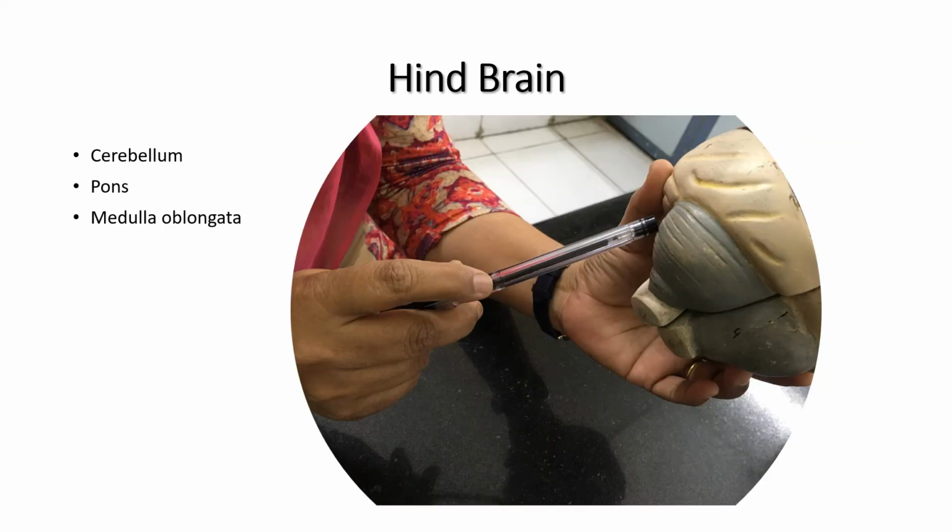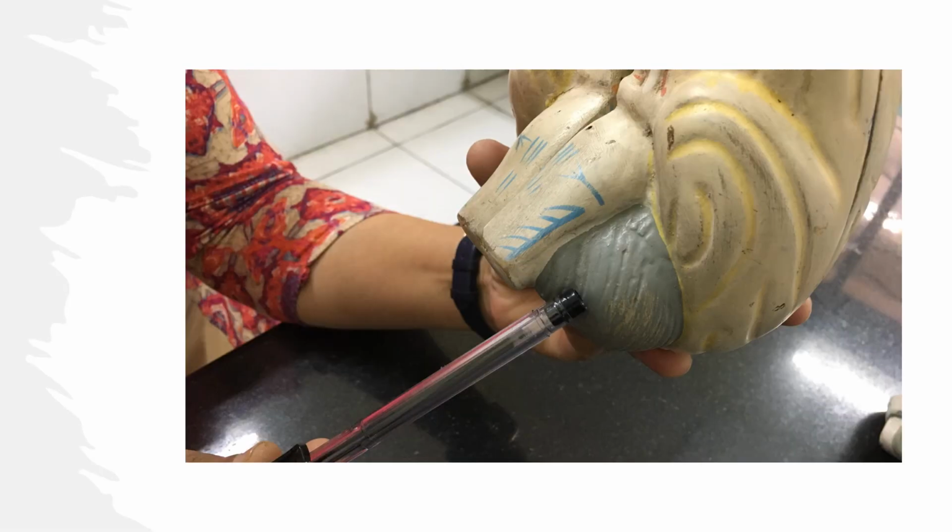The hindbrain is the last part of the brain. It is made up of three regions: cerebellum, pons, and medulla oblongata. The cerebellum is the second largest part of the brain, where the maximum number of neurons are present. Like the cerebrum, the cerebellum has two hemispheres. It is also called the small brain. It also shows gyri and sulci. It maintains the posture and balance of our body.